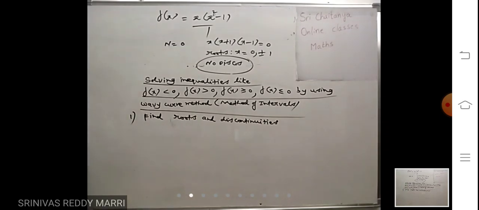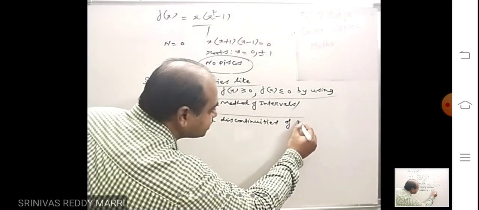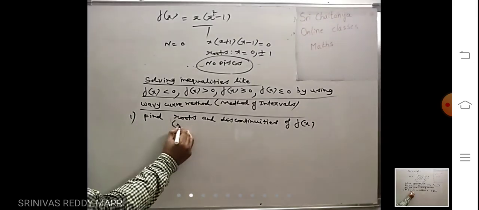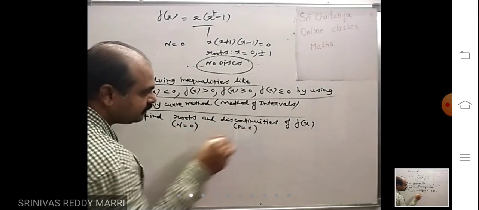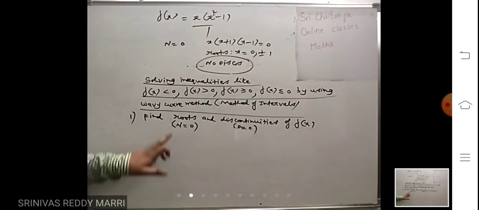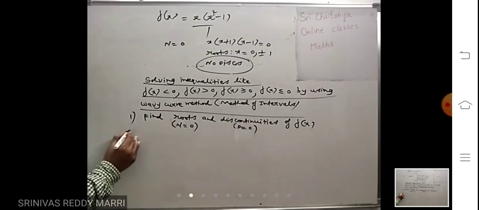After the explanation, you ask your doubt. Find roots and discontinuities of f of x. Now I told how to calculate. Roots mean numerator equal to 0. Discontinuities mean D equal to 0, where D means denominator. So first we will find roots and discontinuities. Numerator equal to 0, you will get roots. Denominator equal to 0, you will get discontinuities. Step number 1: you have to calculate those.